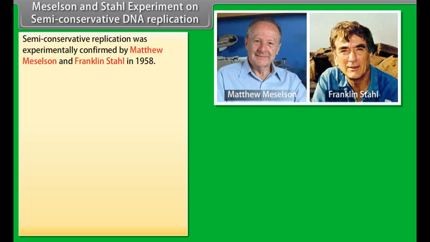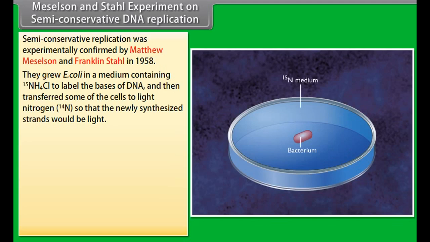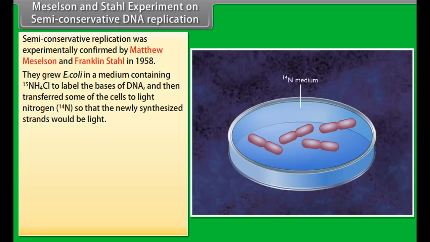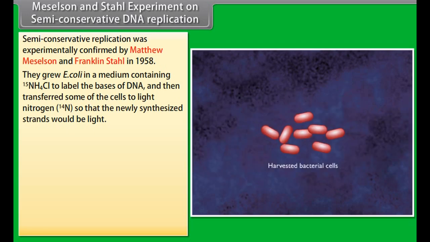Meselson and Stahl experiment on semi-conservative DNA replication. Semi-conservative replication was experimentally confirmed by Matthew Meselson and Franklin Stahl in 1958. They grew E. coli in a medium containing 15NH4Cl to label the bases of DNA and then transferred some of the cells to light nitrogen, 14N, so that the newly synthesized strands would be light.